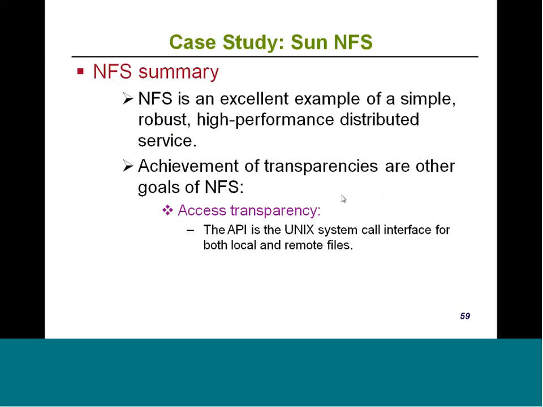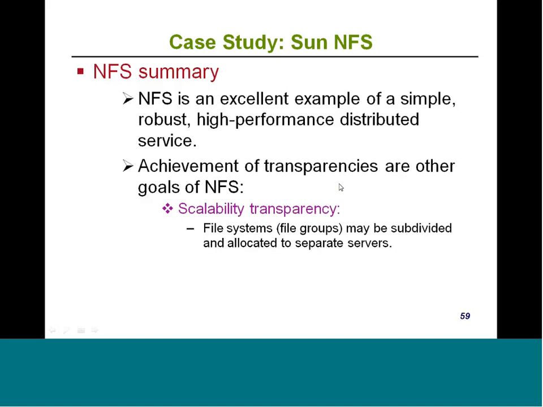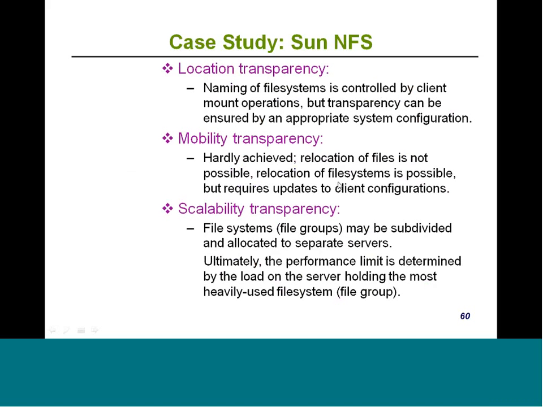So in summary, NFS is an excellent example of a very simple but robust, high performance distributed service or distributed file system. So the access transparency essentially means that the Unix call itself is the same for both local and remote files. That is one of the things we talked about in the transparency. So let's look at the transparency in detail.